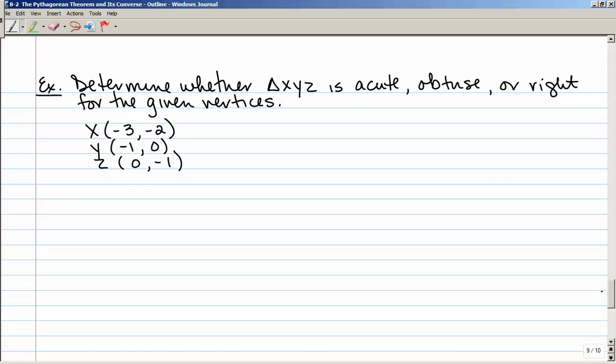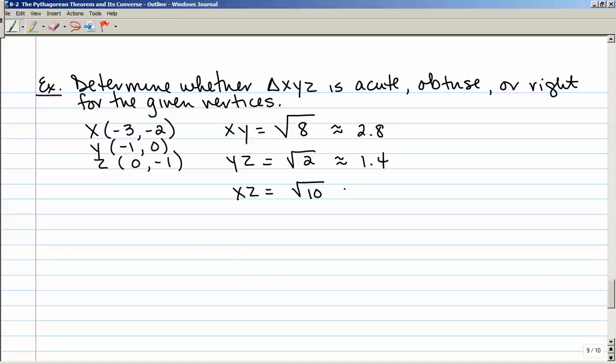And here's our last example. Determine whether triangle XYZ is acute, obtuse, or right for the given vertices. In this case, we're not given the lengths of the sides, so we need to use the distance formula on each one of them. So the length of XY is, I'm going to take a shortcut here, I've already calculated it. It's the square root of 8, which is approximately 2.8. The length of YZ is the square root of 2, which is approximately 1.4. And the length of XZ is the square root of 10, which is approximately 3.2.